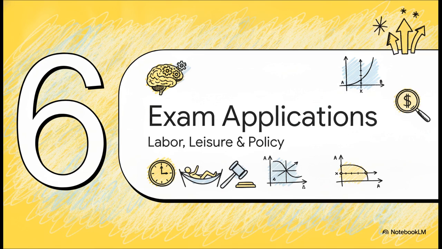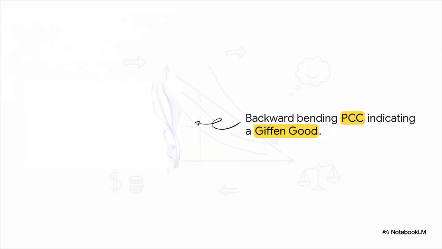Let's finish strong with Part 6, High-Yield Exam Applications. This is the A-grade essay material professors love. Watch out for the Giffen good trap. It's the super rare scenario with low-income, non-luxury staples. For a Giffen good, the price-consumption curve bends completely backward toward the y-axis. It's a total paradox where demand actually goes up when the price goes up and drops when the price drops, all because the income effect just massively overpowers the substitution effect.